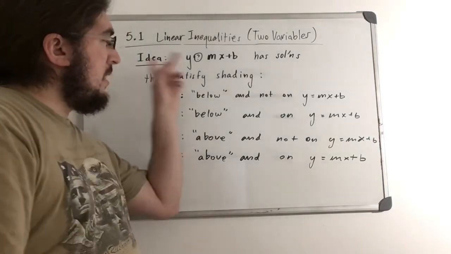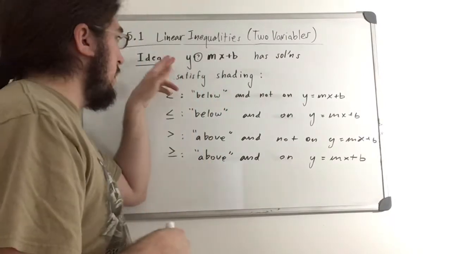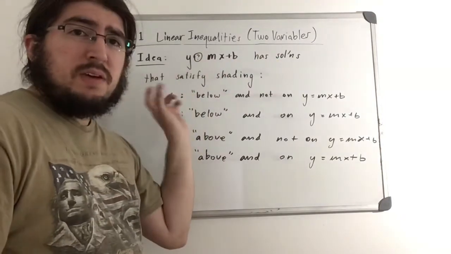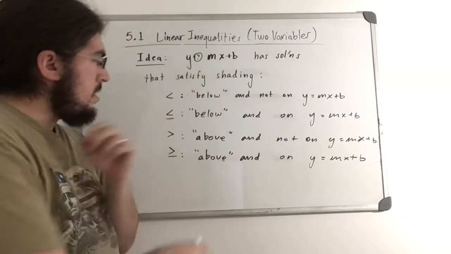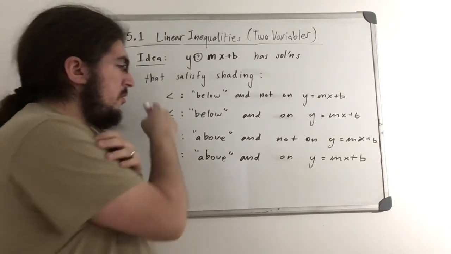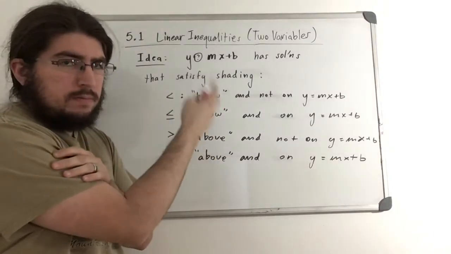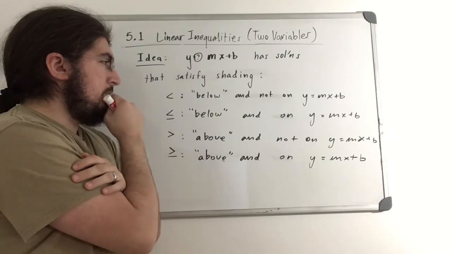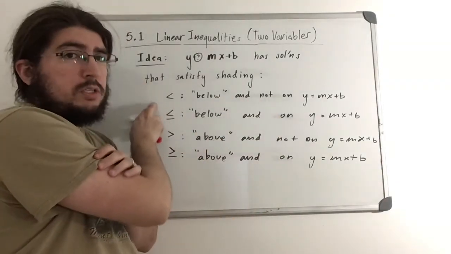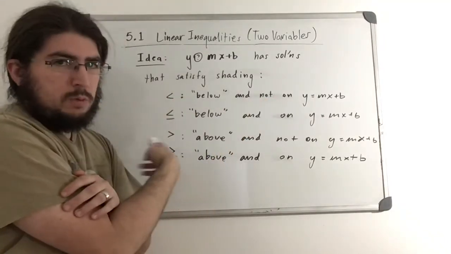The idea is that given an inequality in slope-intercept form, in other words, y is isolated, y some inequality symbol mx plus b, it will have solutions that satisfy the following shading. So these are the symbols: less than or equal to, greater than or equal to. For the less thans, you shade "below" the line. I'll describe what that means in a second, which is why I put them in quotations. And either they're on or not on the line. If it is "or equal to," it's on the line. If it's not "or equal to," it's not on the line.